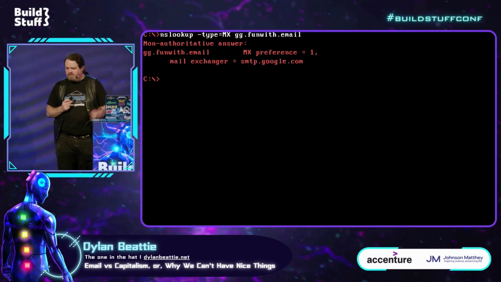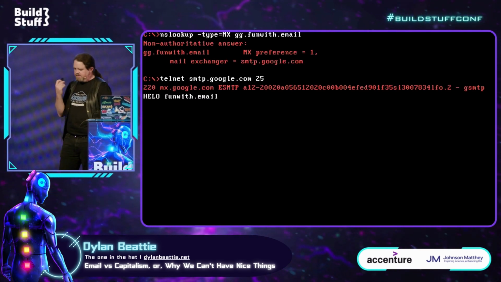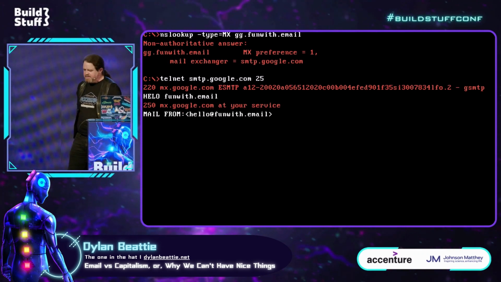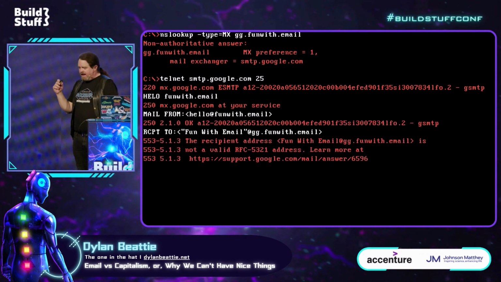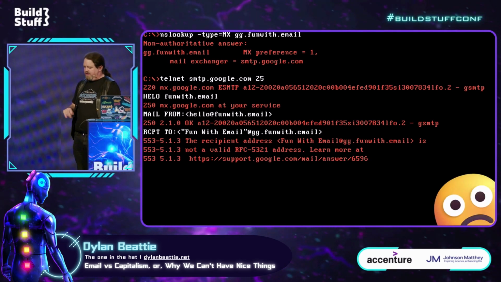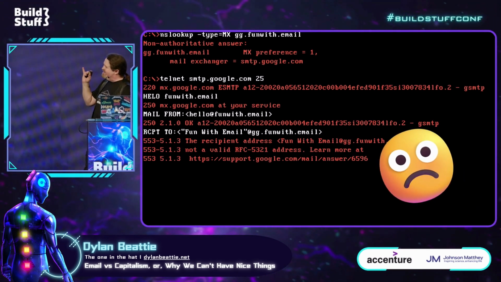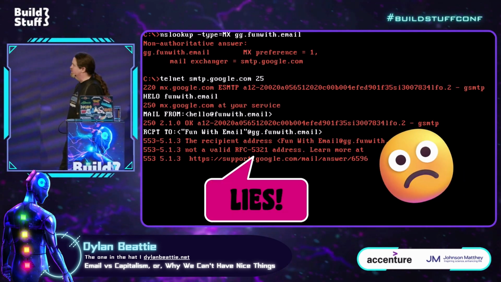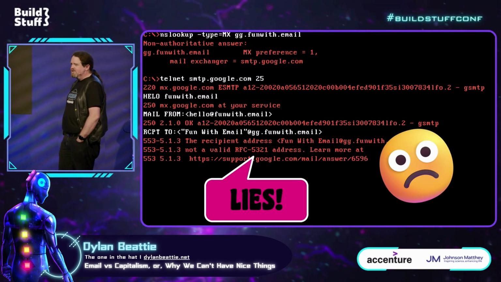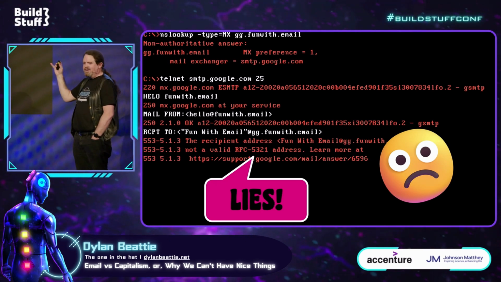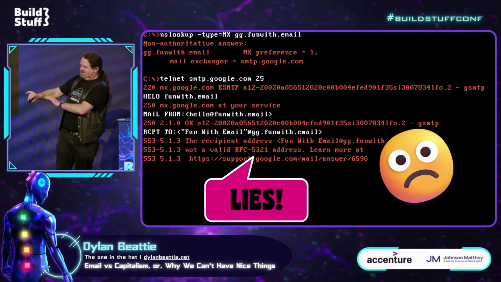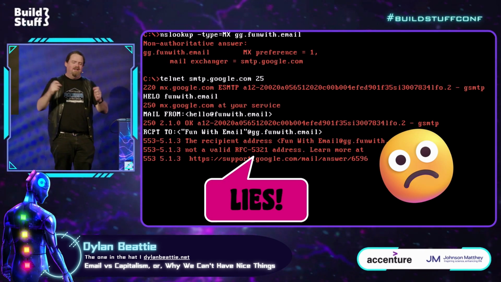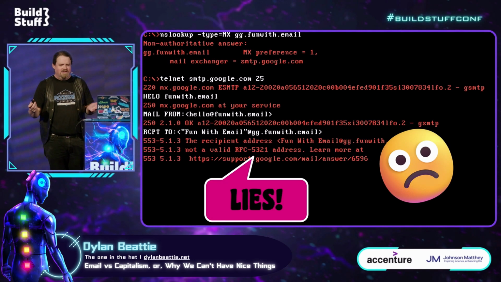We'll try another one. We'll try one to Google, and I telnet into Google's SMTP, and I'm like, hello, it's me, it's fun with email. I wanna send mail to "fun with email", with quotes, at GG. Now at this point, Google says it's not gonna work, but also it says that is not a valid RFC 5321 address. Yes, it is. Google is lying to us here. That is a valid address. Google just doesn't wanna deal with it. So it's passing the buck. It's going, no, you can't send that. And I'm like, but it's valid. But you ever tried arguing with Google? No, it doesn't go well.